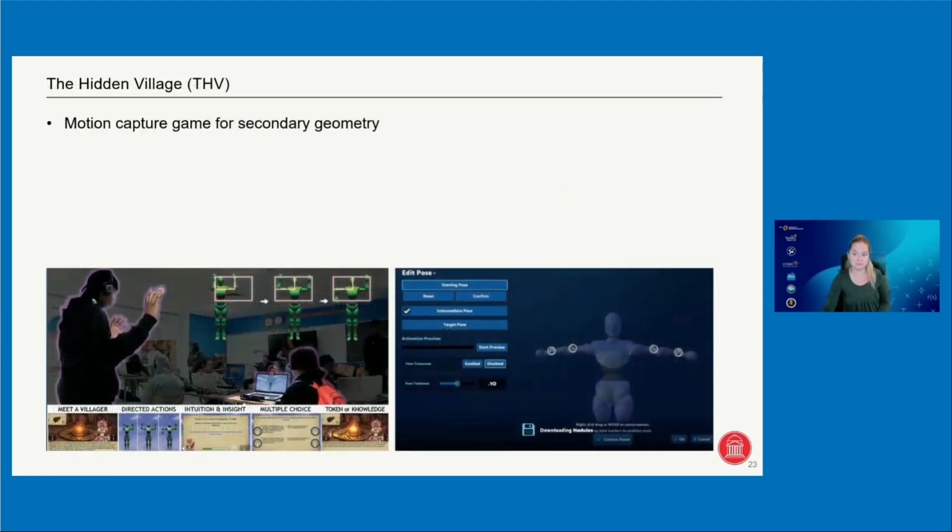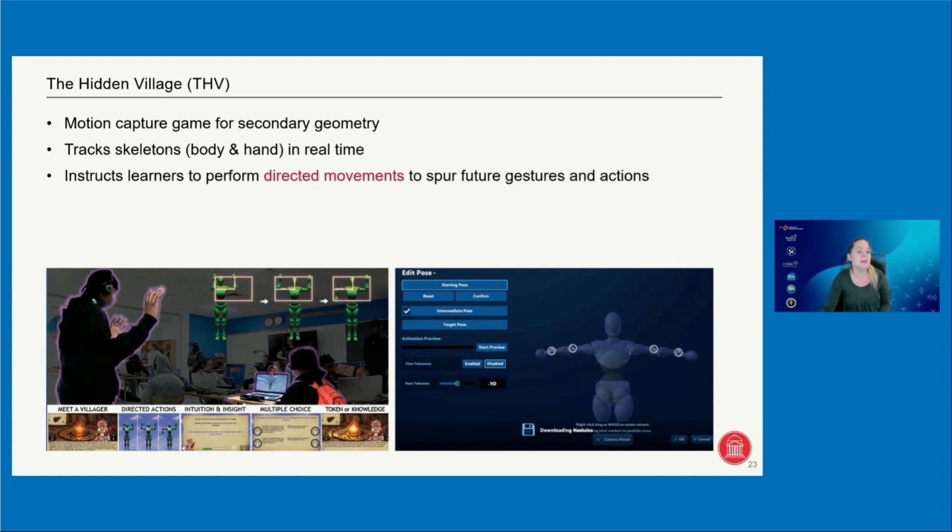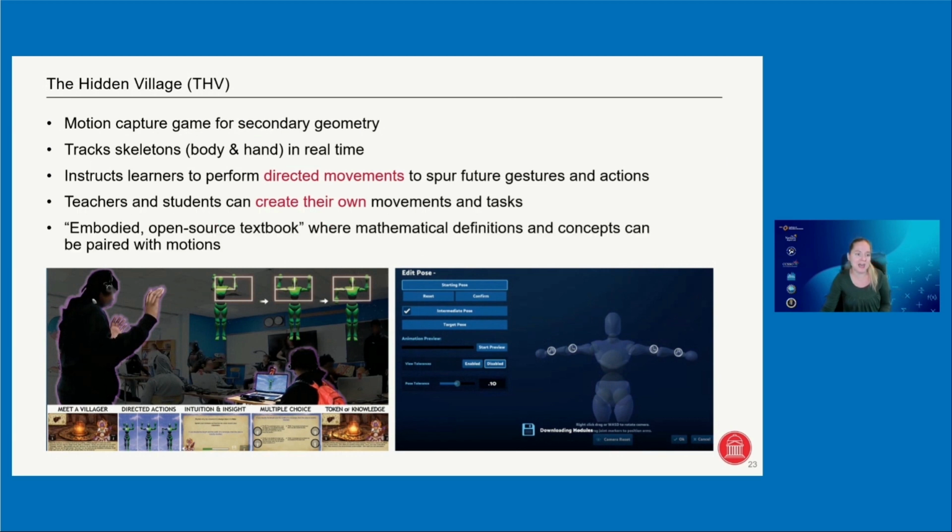collaborative gestures. So we designed a game, The Hidden Village, which was a motion capture game for secondary geometry. It tracks skeletons, body, and hand in real time. It instructs learners to perform directed movements to spur future gestures and actions. And over here, you can see an interface where teachers and students can create their own movements to go with different mathematical tasks. So this is like an embodied open source textbook where mathematical definitions and concepts can be paired with motions that are created by students and teachers.